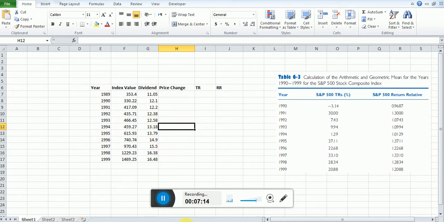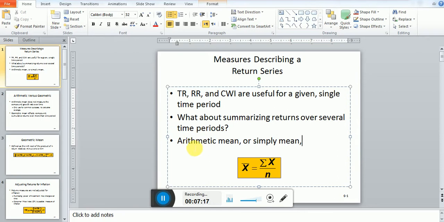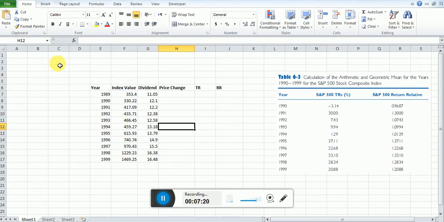Dear students, what I'm trying to measure here is the arithmetic mean. So the topic is arithmetic mean and geometric mean. To compute the arithmetic mean, first I need to find the price change here. If you purchase this stock in 1989, and then in 1990 the ending stock price is 330.22, how much change in the price do we have?